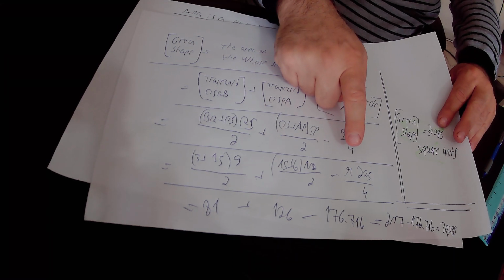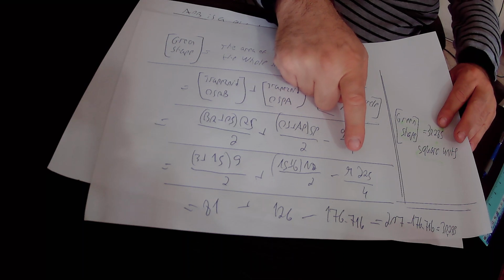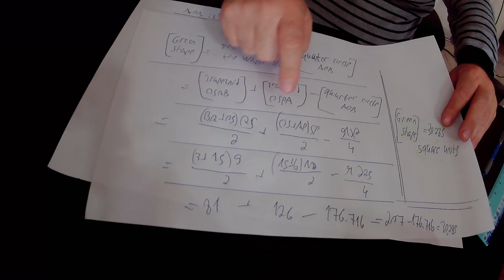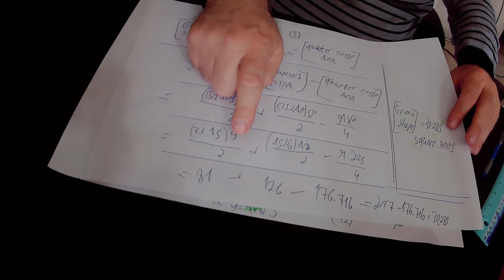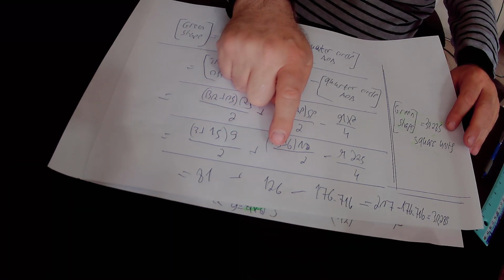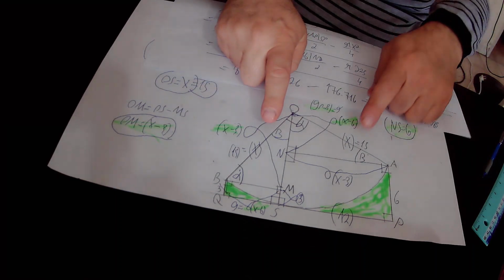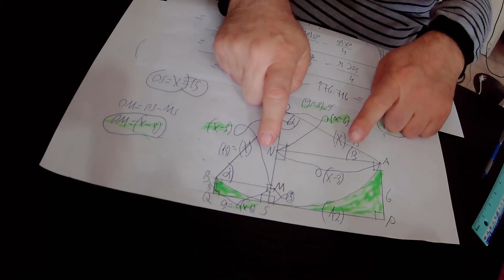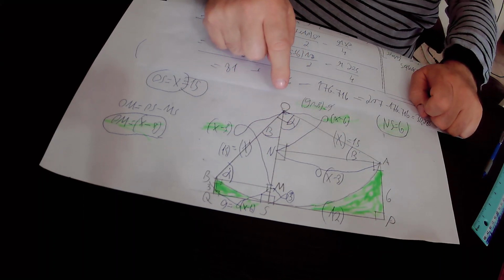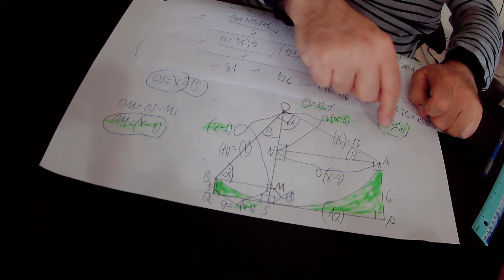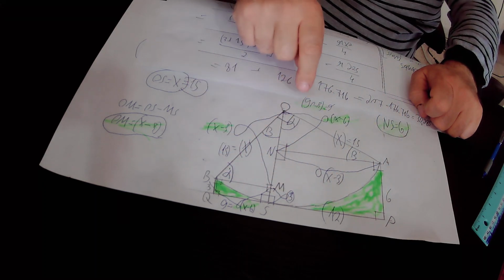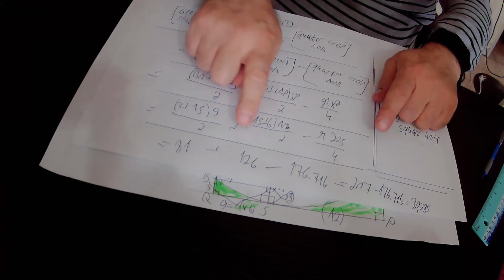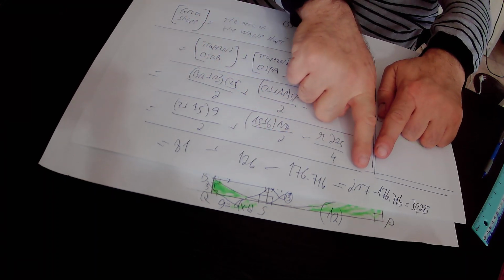And therefore, the area of the quarter circle AOB equals 225 pi over 4. 225 pi over 4 is 176.716 square units. So 81 plus 126 is the sum of the areas of those two trapezoids, and the sum of the areas of those two trapezoids is equal to the area of the whole shape. So the area of the whole shape is 81 plus 126, that is 207.